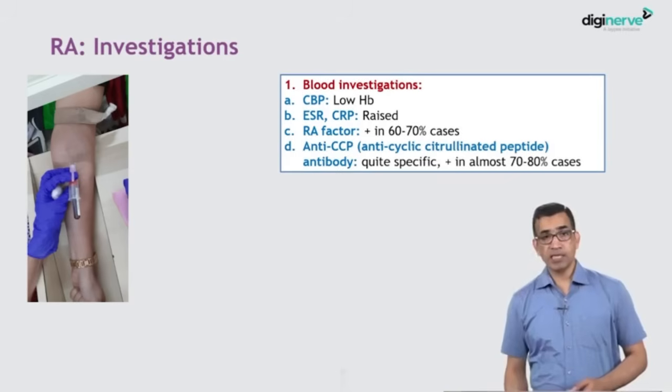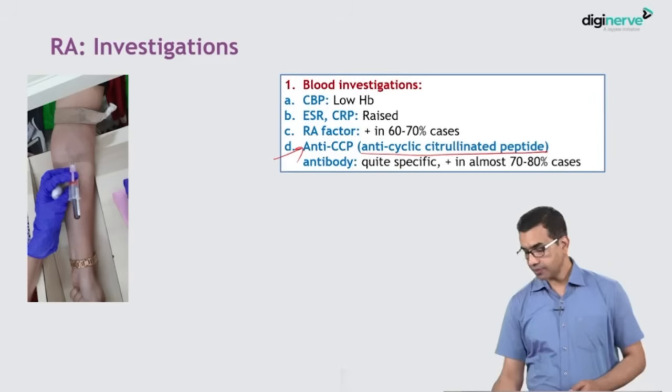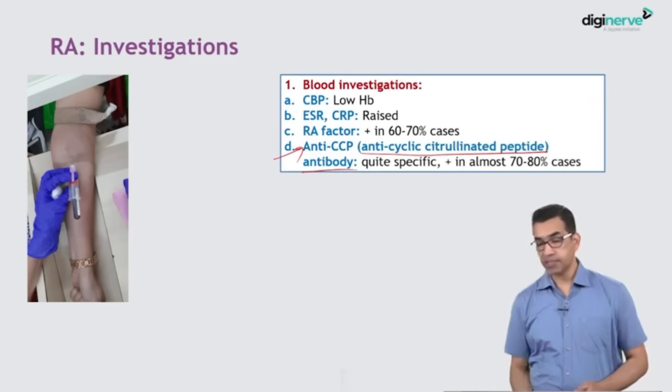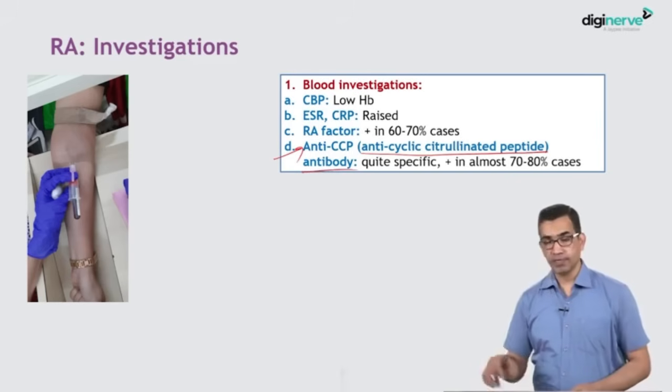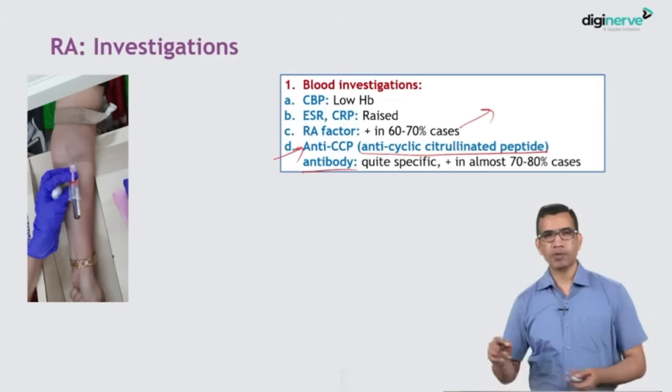But there is one investigation which is very specific, that is known as anti-CCP antibody. That is anti-cyclic citrullinated peptide antibody. It is very specific. Almost 80 to 90% of the cases you will find this. If RA factor is very strongly positive, a lot of people don't do anti-CCP. If RA factor is negative, then we always do the anti-CCP.